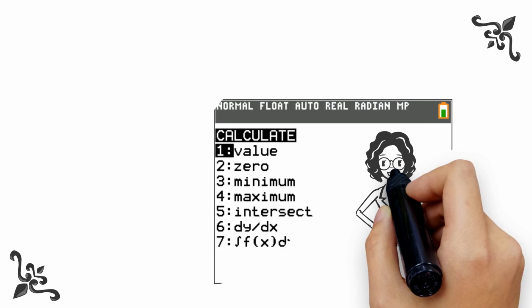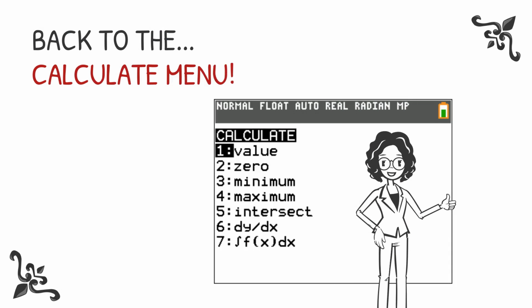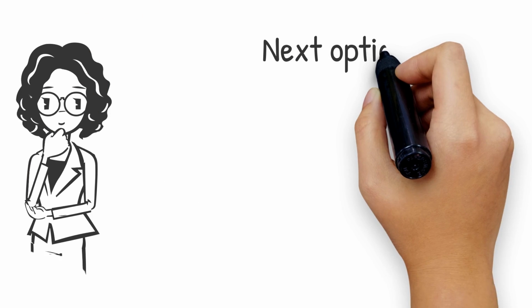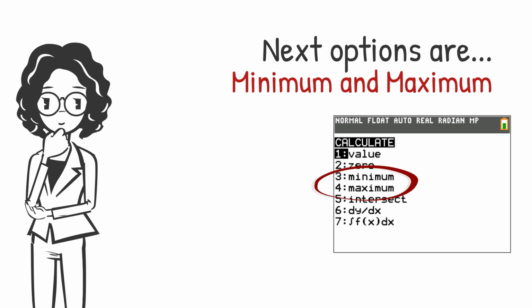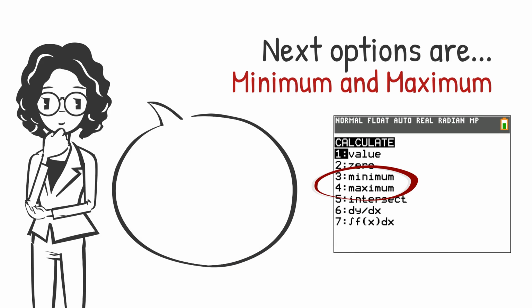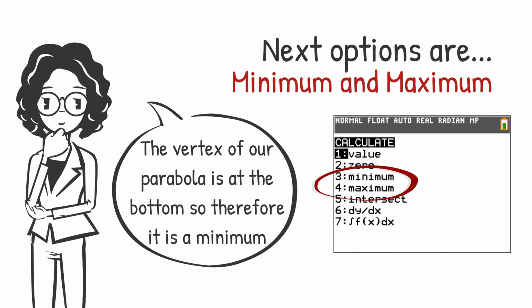We will now use second mode to quit and return to the home screen. Next, we will return to the calculate menu by using second trace. The next 2 options are minimum and maximum, which will be used based on the vertex of the function you have inputted. In a parabola, the vertex is the peak in the curve. If the vertex of the function is at the top and it opens down, it will be a maximum. If the vertex is at the bottom and the function opens up, you would select minimum.